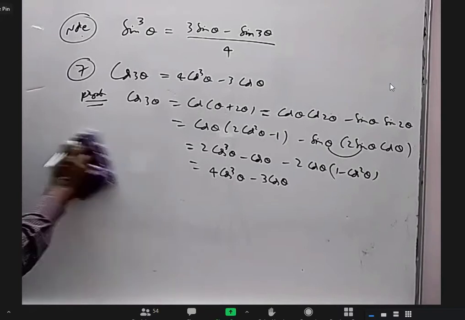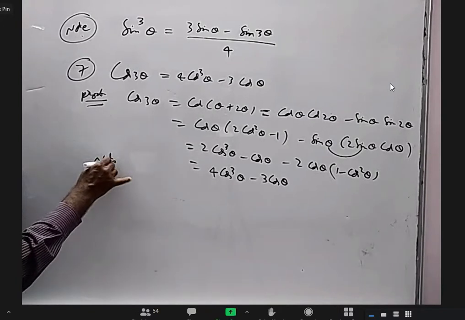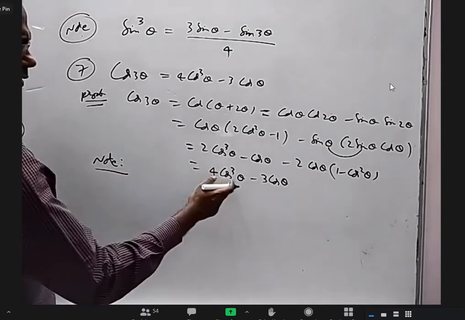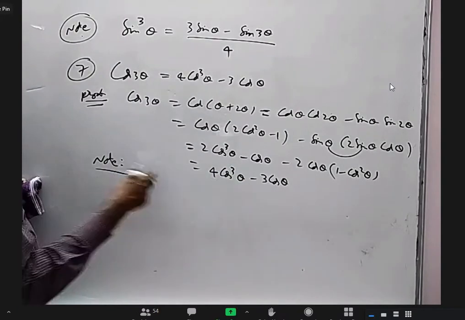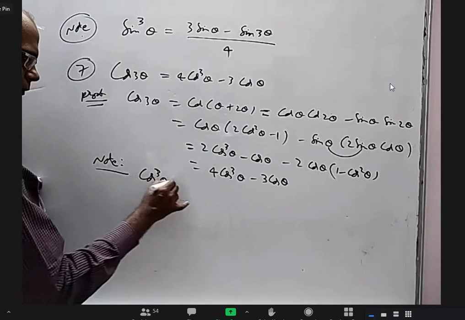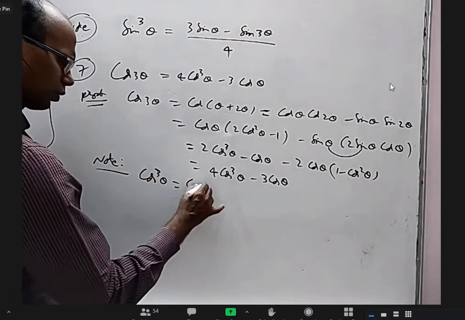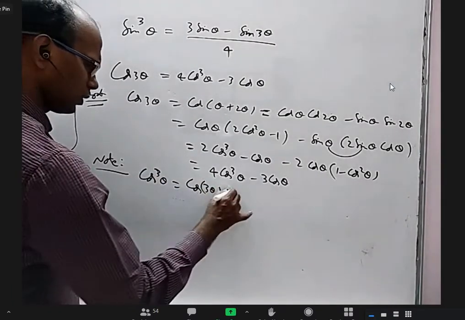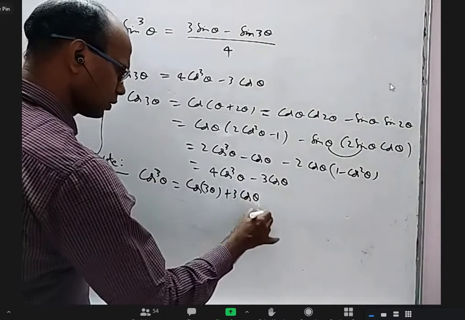So this also I have to write as a small note. I can bring this 3 cos theta this side and divide. I'll be able to write cos cube theta equal to cos 3 theta plus 3 cos theta by 4.